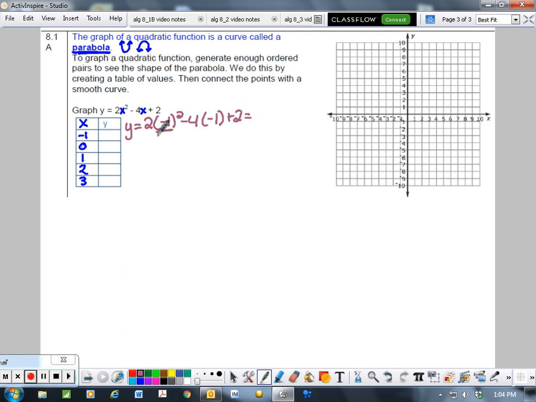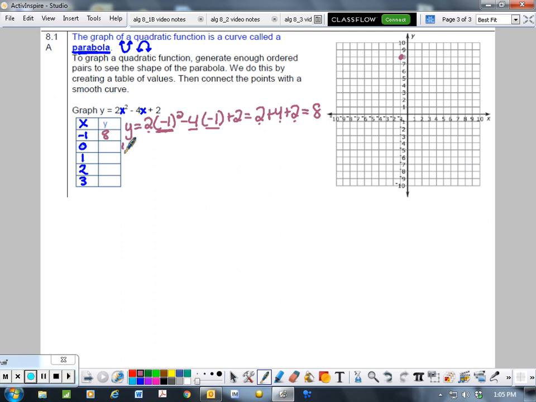So -1 times -1 is +1. In fact, every time we square a negative number, we're going to get a positive, because negative times negative is positive. So -1 times -1 is +1. 2 times +1 gives me 2. -4 times -1 gives me +4, and then plus 2. So now 2 plus 4 is 6, plus 2 gives me 8, which means my point is going to be -1, 8. And there is 1 point on my graph. And now I have to do this enough so I can see the U shape.